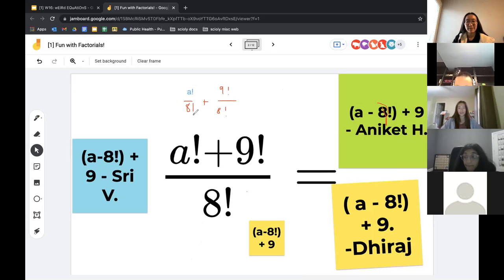And then what you would just end up with is A factorial over 8 factorial plus. Yeah, that's the only thing I can think of doing here. I think something's wrong with this question. That's the only possible explanation. And I think the rest of the Jamboard is a bit weird, so we're going to skip that.